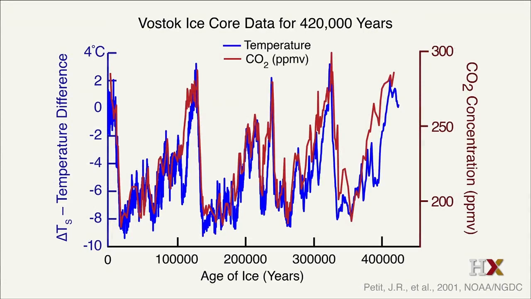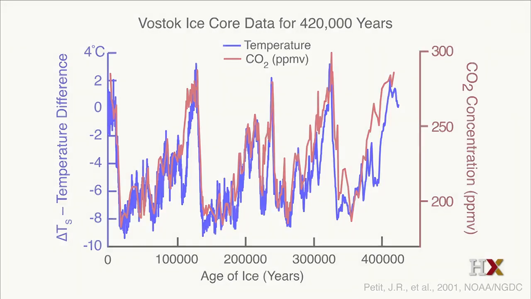When we look at the Vostok record of temperature and carbon dioxide, we do see that they look amazingly well correlated. The temperature of Antarctica looks amazingly similar to the fluctuations over the last few 100,000 years in atmospheric carbon dioxide. What about this question of timing? How well do we really know the timing between the changes?